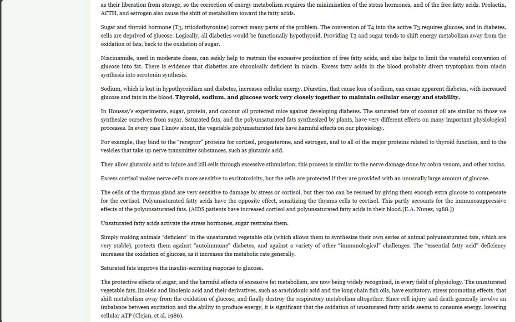Sugar and thyroid hormone, T3 or triiodothyronine, correct many parts of the problem. The conversion of T4 into the active T3 requires glucose, and in diabetes, cells are deprived of glucose. Logically, all diabetics would be functionally hypothyroid. Providing T3 and sugar tends to shift energy metabolism away from the oxidation of fats back to the oxidation of sugar.